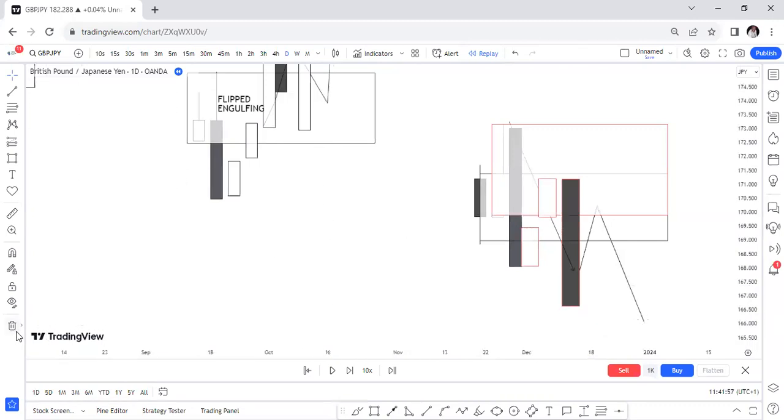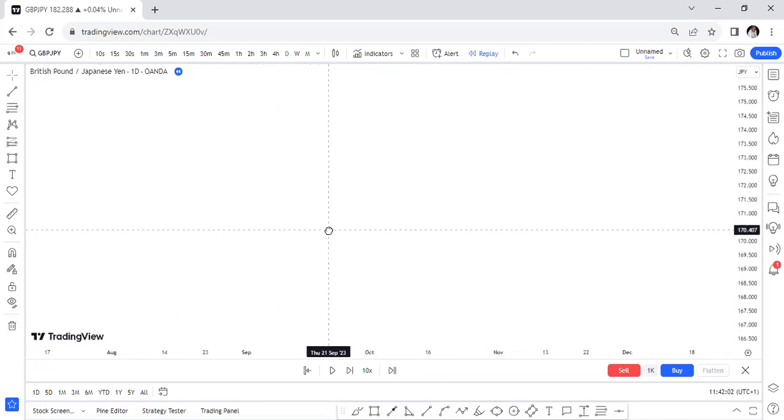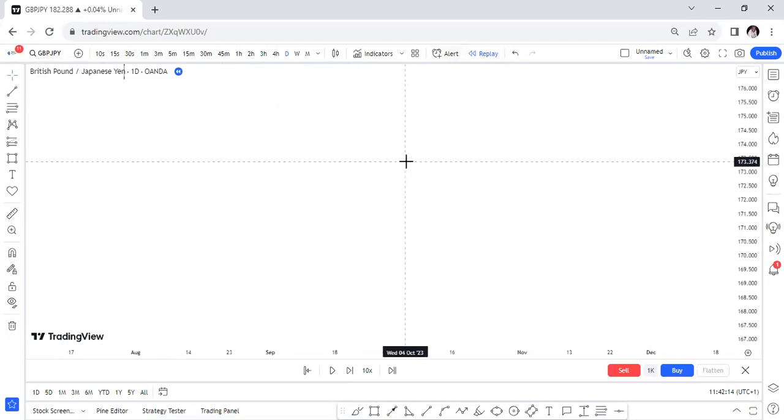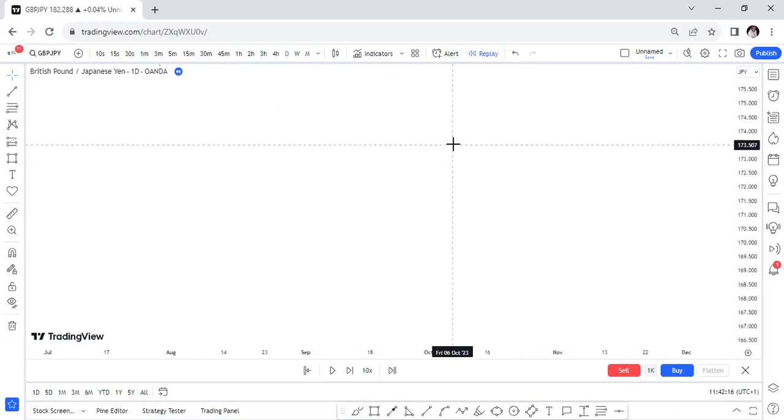So when we get to this, we will be able to know the trade plan, how to trade the flip zone. So that's the second part of the different types of engulfing. We have the hidden engulfing, we have the regular engulfing, which we have really dealt with. Then we have the flipped engulfing.